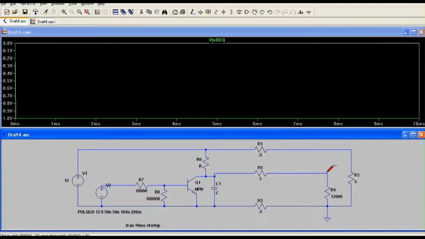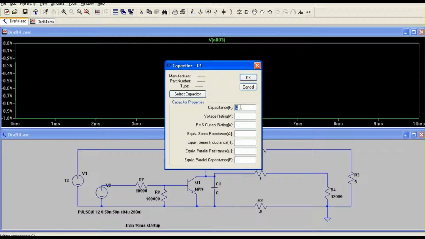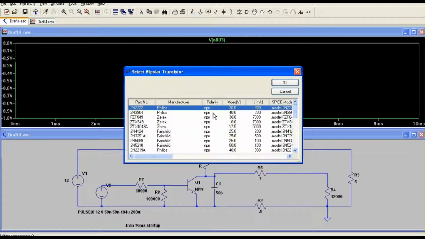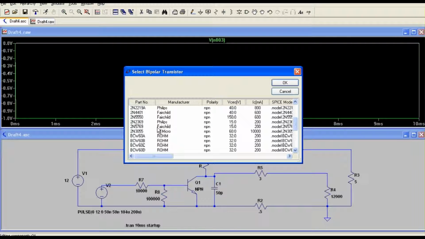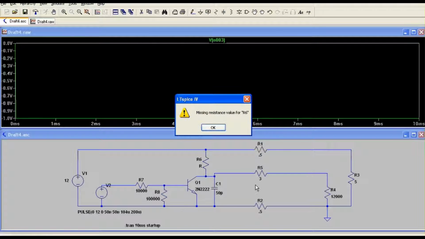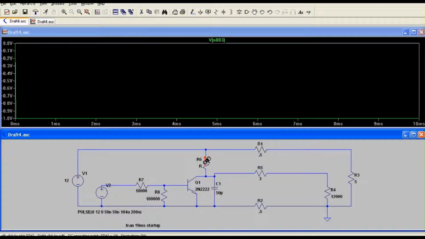Let's see, are we just about... No, got to give that a value. And we haven't picked a transistor, just go... Oh, 2N52 is there. Well, we'll just leave it on that. That's good enough. I've forgotten the 2K2.